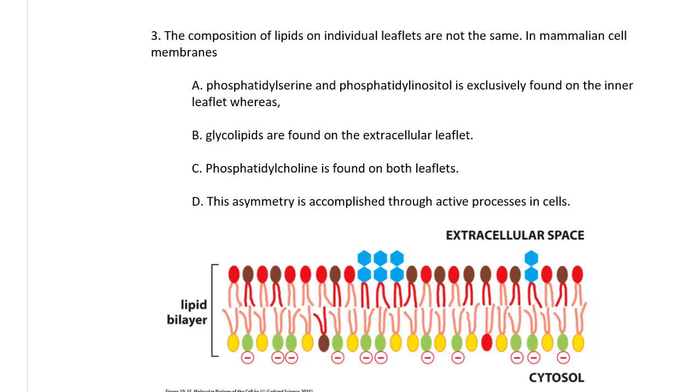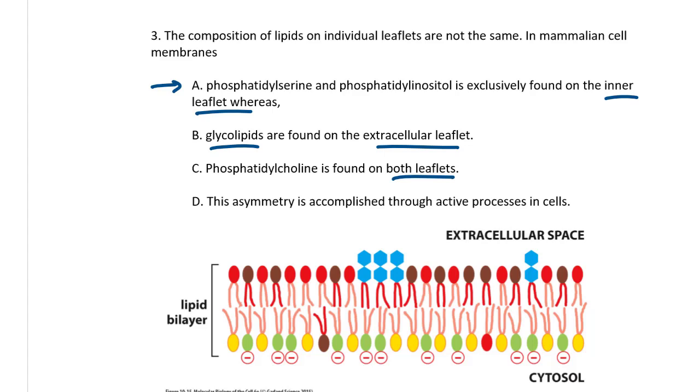So, here we have organization happening at a different level. Organization that cannot happen spontaneously. So first we have phosphatidylserines and phosphatidylinositols. These are two types of phospholipids that are only found in a living cell in the inner leaflet. Glycolipids are found only on the external leaflet. Phosphatidylcholine is found on both leaflets.